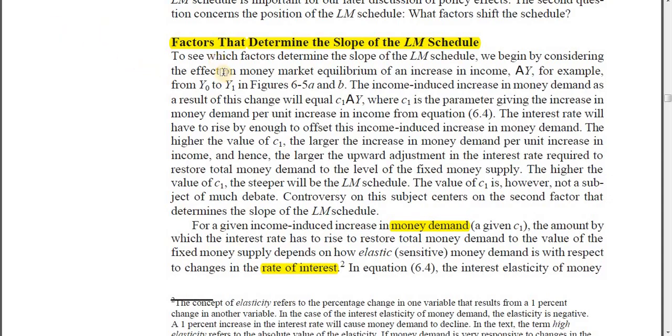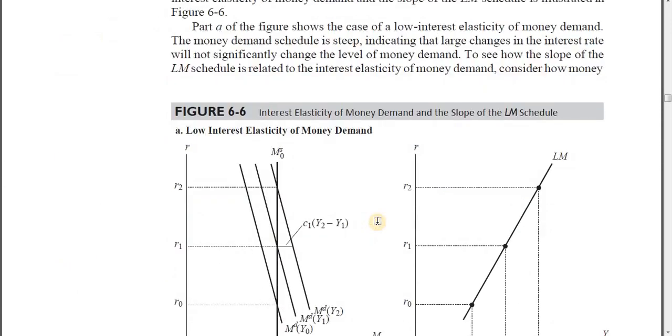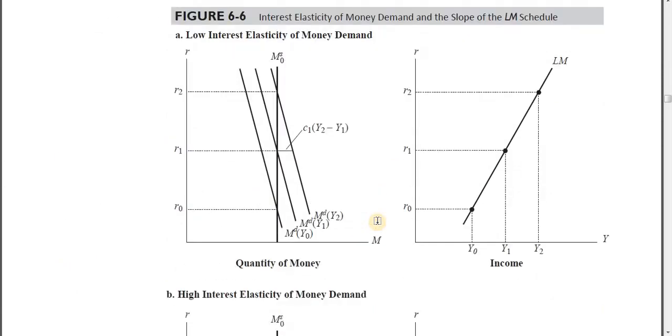So let's get on to understanding the factors that determine the slope of the LM schedule. Alright, we have already seen its derivation. Now the most important topic of this chapter is how does it look like? Is it flatter? Is it steeper?